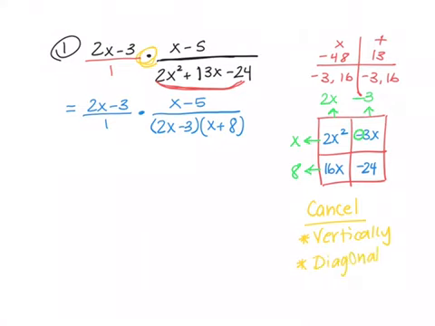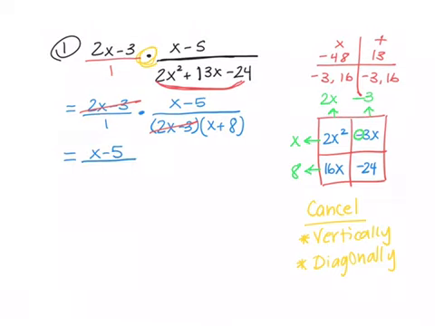So those are the two directions that you can cancel across a multiplication sign. If we look here, I can see that I have a 2x minus 3 here and a 2x minus 3 here that will cancel out. There's nothing else that will cancel. So on top, the only thing that I have left is x minus 5.